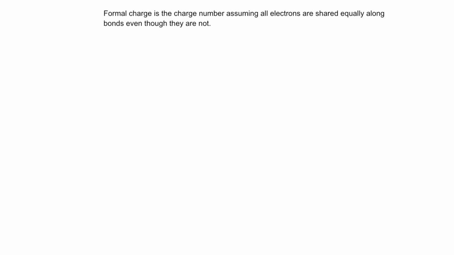So formal charge is basically the charge, assuming that all electrons are shared equally along bonds. This is a pretty big assumption, which has been proven to not be true, because the oxygen in water has a partially negative charge, and the hydrogen has a partially positive charge. Everyone knows that. And their formal charges are both 0. So formal charge already distorts your perception a little bit.